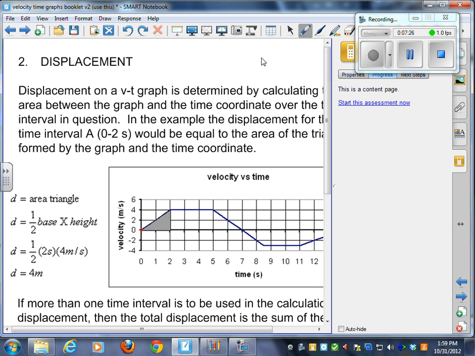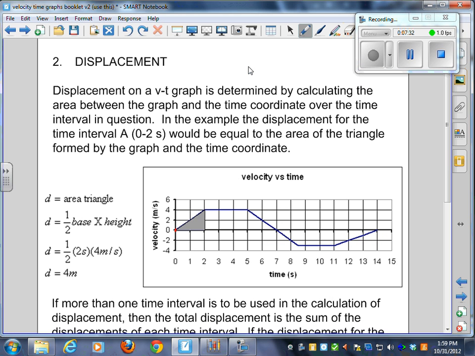Okay, now I'm going to talk about displacement. Okay? Displacement is how far it goes in what direction. Pardon me? B and E. When it's flat. When it's flat.